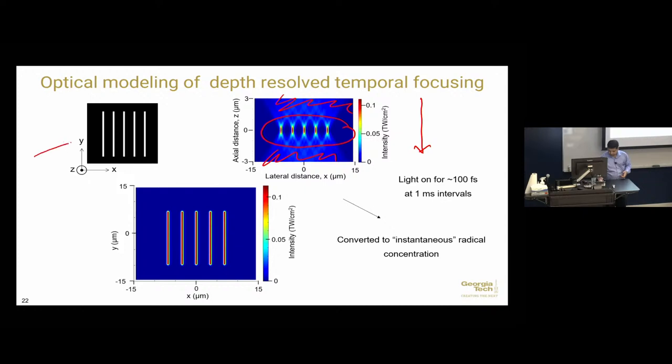So this is my digital information. This is the image on the projector. That gets converted into an intensity distribution, which looks very, very similar to the image, and you can then stack up and make your 3D parts.